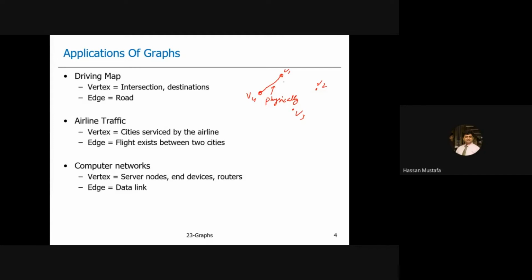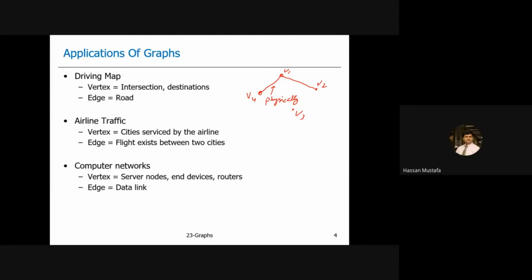Otherwise, if I have an edge between V1 and V2 as well, then in a computer network, V4 can send a message or communicate with V2 using V1 as well. So V4 is connected to V2, but it's not a direct connection, whereas a direct connection can be a physical line between V1 and V4.